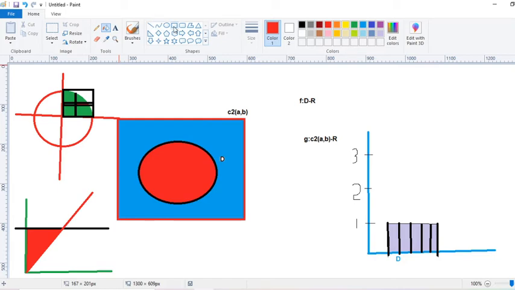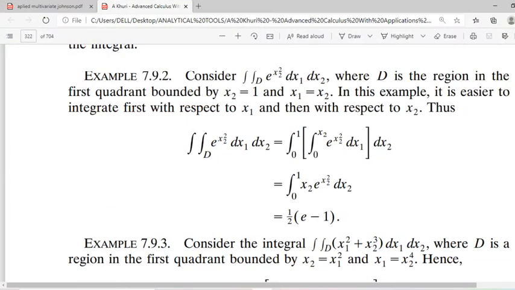Again we can consider a strip here. The strip starts from 0 and ends at x2, so x1 starts from 0 and ends at x2. And again we can move this strip from 0 to 1, so we can cover this region. So integration can be done using that step.